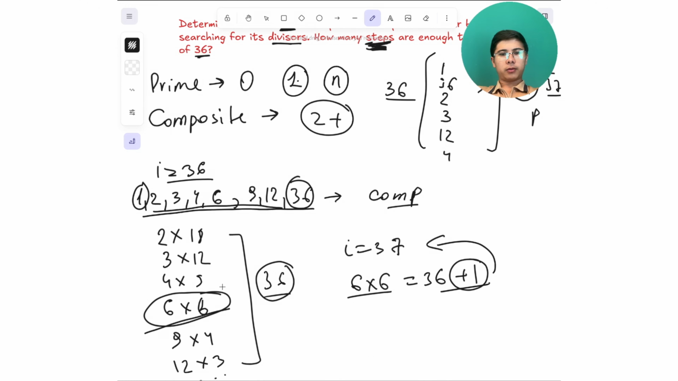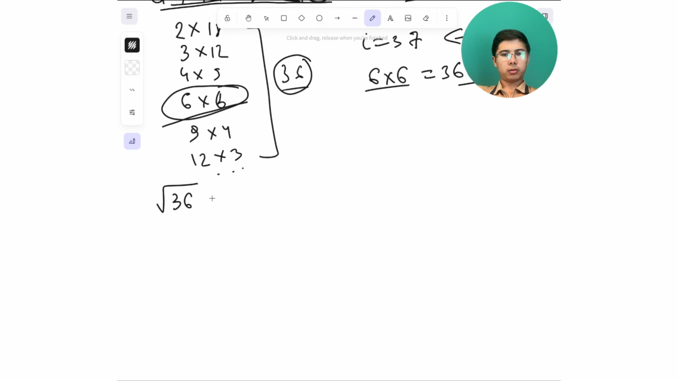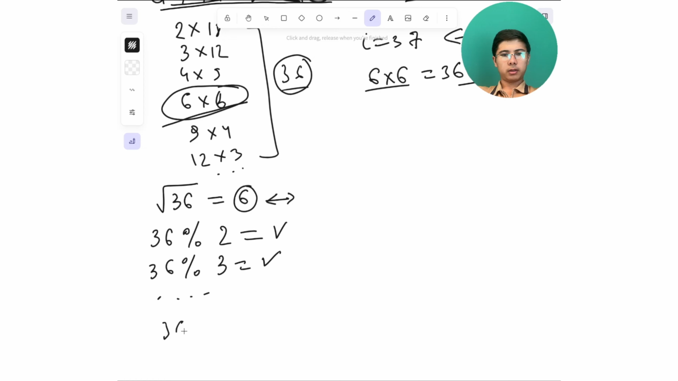If we follow this approach, firstly we need to take the square root, which is 6. Then 36 modulo 2, yes, it is divisible. And then 36 modulo 3, it's also yes. 36 modulo 6, also yes, divisible. We only check up to 6, and we can calculate how many steps it reached.